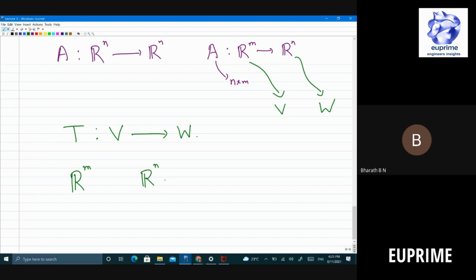Let's say R2 versus R3. What is the relationship between the two? What is the relationship? R2 is like all the vectors on a big plane, right? R3 is what? The entire universe, right? So whatever, three-dimensional, right? So now, what is the relationship between the two?